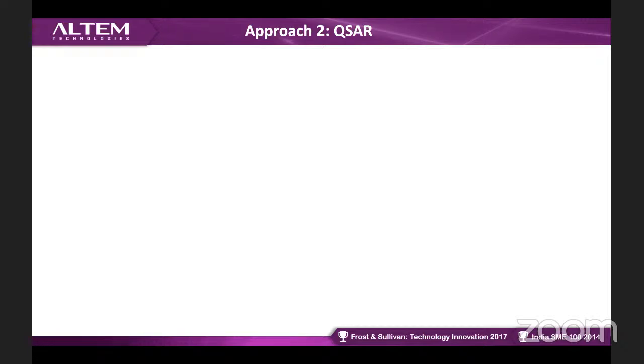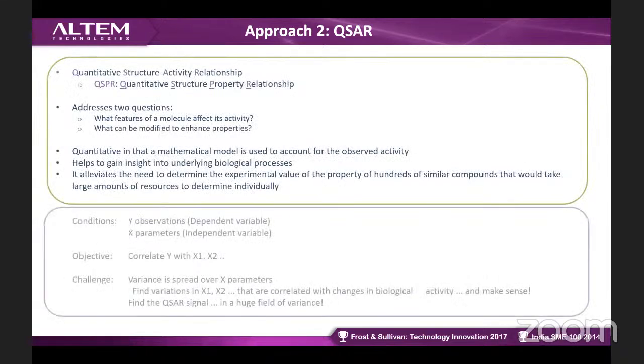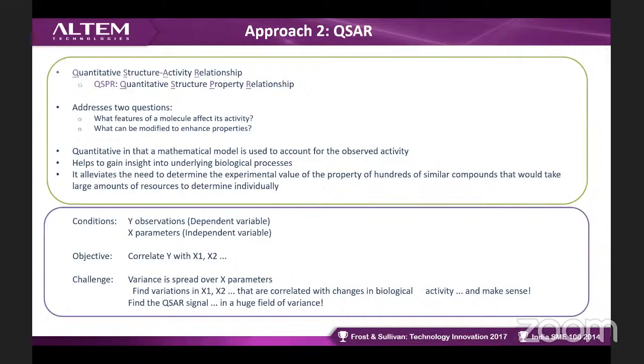So this is the first approach of identifying similar molecules in your ligand-based drug designing. Now moving on, we will get into QSAR. This is the second approach. It's nothing but a quantitative structure activity relationship. We also have another technique called quantitative structure property relationship. When you get into QSAR, you have to address two different questions. One is, what feature of the molecule affects its activity, and what can be modified to enhance the properties?